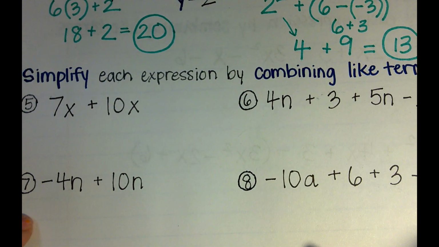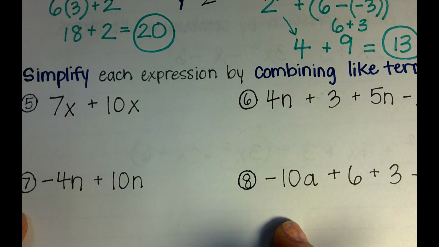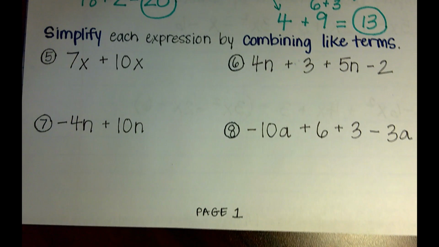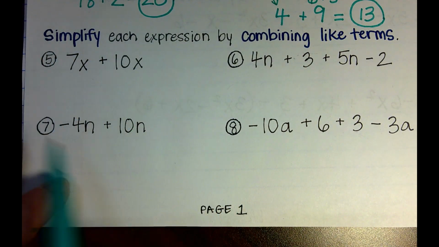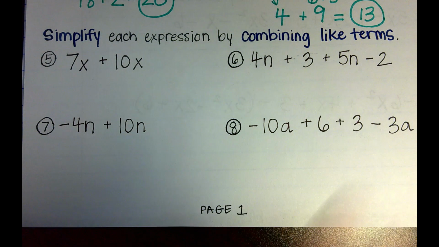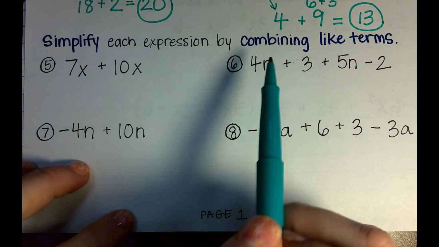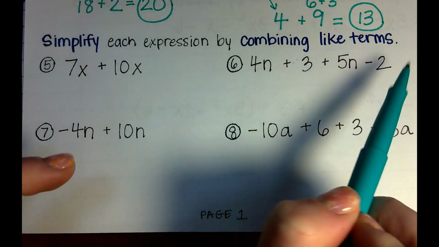Okay, so for numbers 5 through 8 on this page, we are now simplifying each of these expressions, which is just numbers and letters without an equal sign included. We're simplifying by combining like terms.